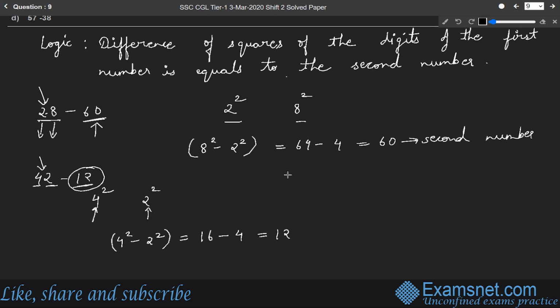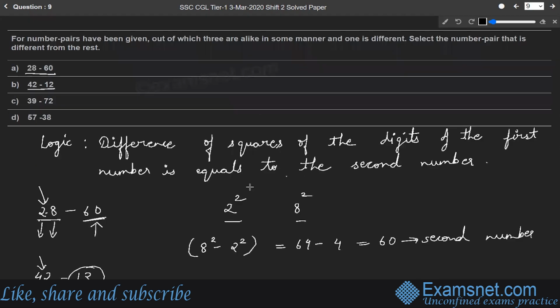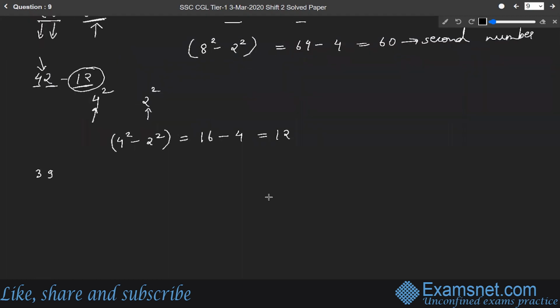Now let us check for the third option. What is the third option? 39 and 72. Here the first number is 39. All right. Now can you tell me what are the two digits of this number? The two digits are 3 and 9. First digit is 3 and second digit is 9.